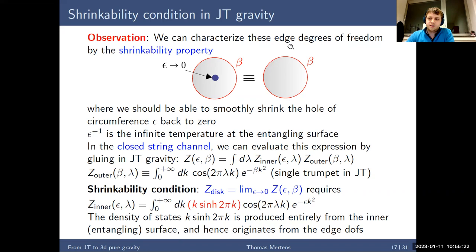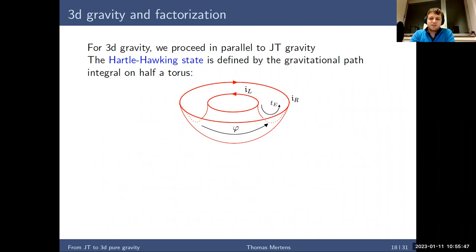So what you can learn from this is that this density of states K sinh 2 pi K is actually produced entirely from the inner piece, because this outer piece doesn't have it. It's the inner piece that actually has this K sinh 2 pi K. And hence it fully originates from the edge degrees of freedom. Okay, so that was everything that I wanted to say about this factorization across entangling surfaces for JT gravity.